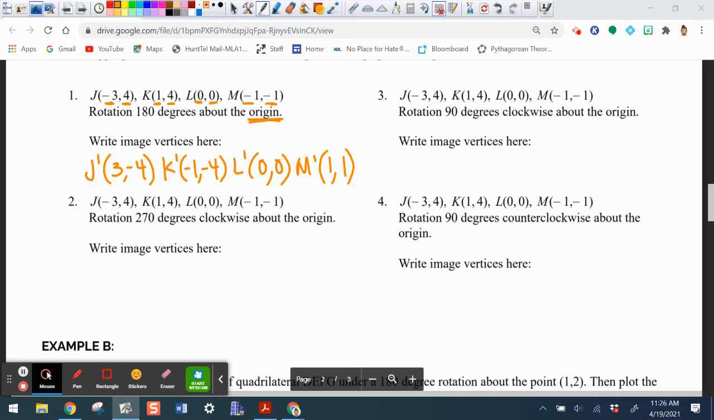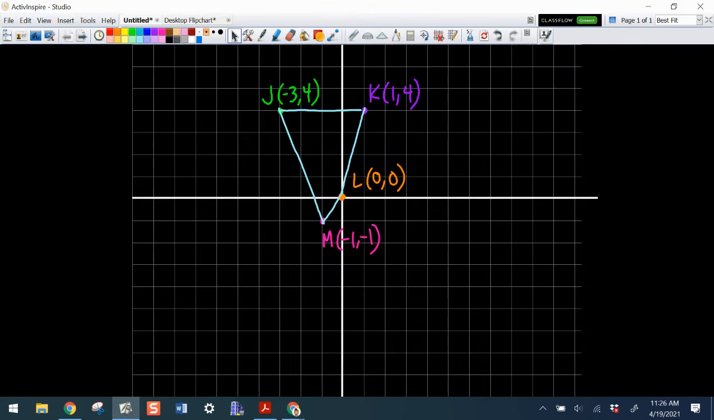So we'll go ahead and graph this one just so we can see what a rotation of 180 degrees about the origin looks like. So I'll hop over to my graphing.